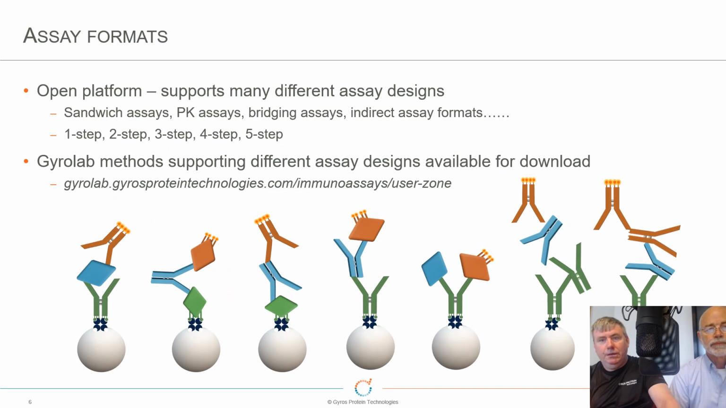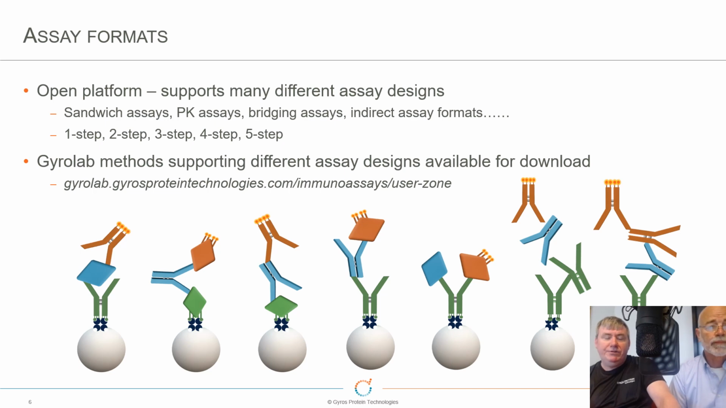As has been stated before, Gyrolab is very much an open platform. It can support many different assay designs, so whatever assay format you want to run is possible. Anything from sandwich assays to PK assays, bridging assays, and indirect assay formats. You can have a one step, where you pre-incubate everything offline and then add it as one step onto the system. You can have a two step, which is like a normal sandwich assay, three step, four step, five step.